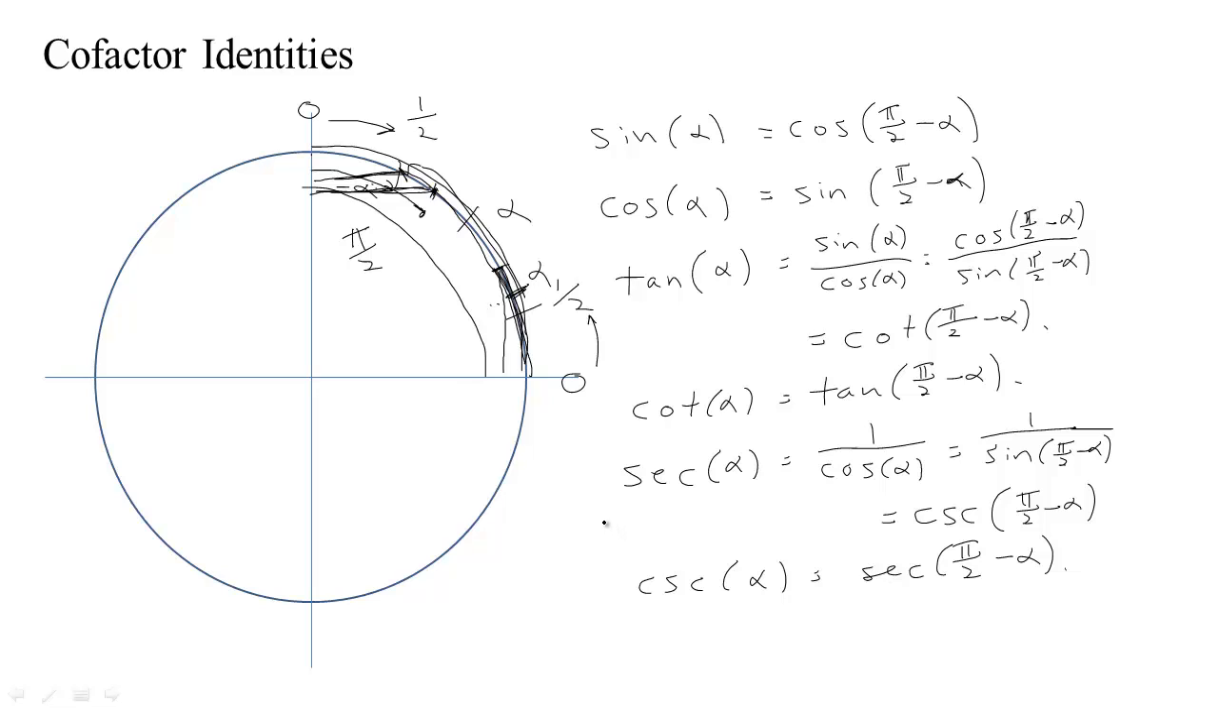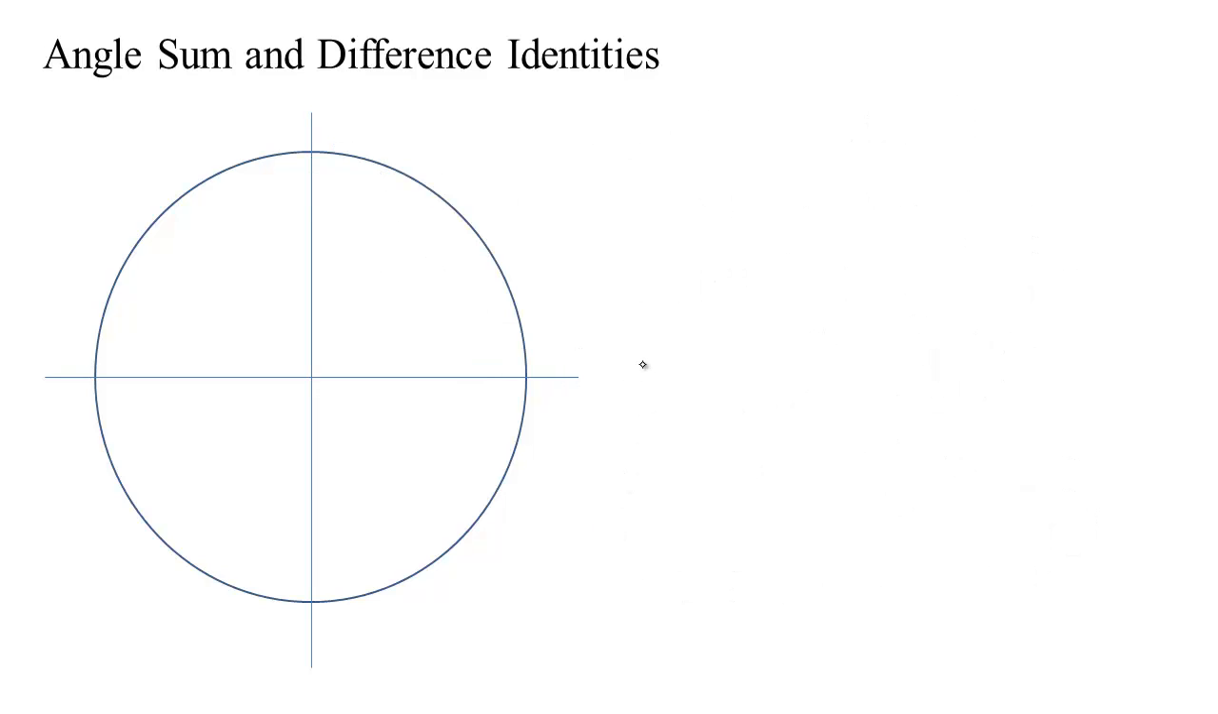More important are what we call the angle sum and angle difference identities. So here's the idea, or the geometry between them. It's not completely obvious. It's a little bit tricky. Let me just show you where they come from.